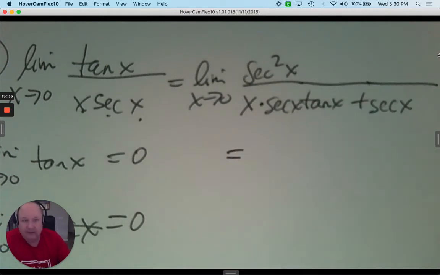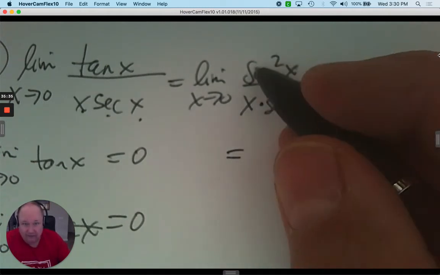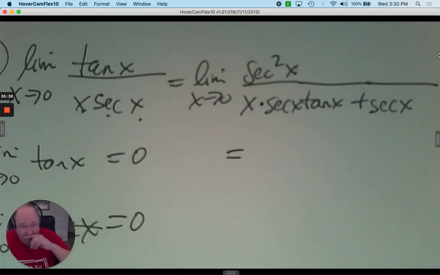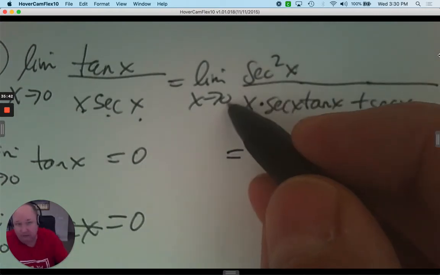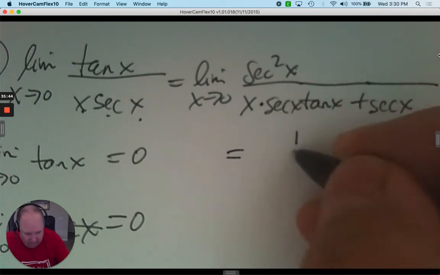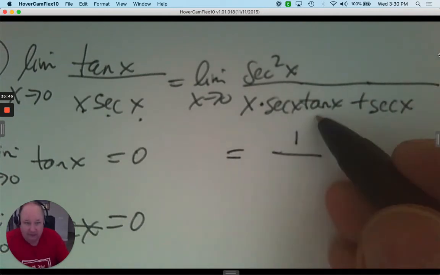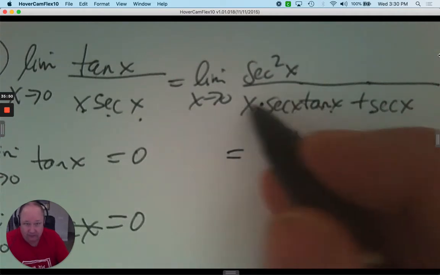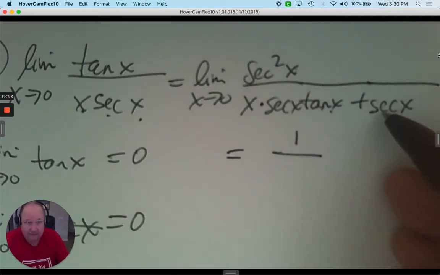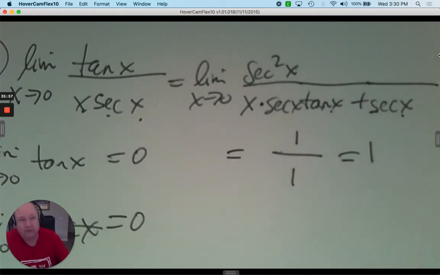Now reevaluate. So plug in 0 for x. So the value of secant at 0, that's the reciprocal of cosine, or the reciprocal of the x value at 0, so it's 1 squared, or 1. In the denominator, the value of tangent at 0 is 0, so it's 0 times, so this is 0. The value of secant at 0 is 1, so put it all together, and the answer is 1. Number 18.